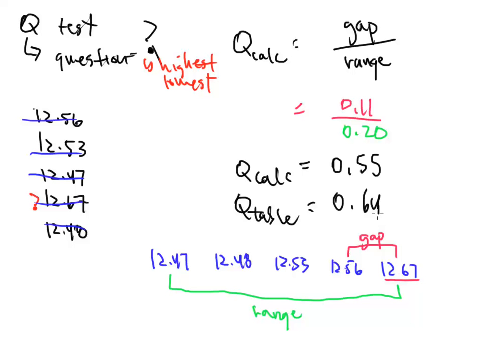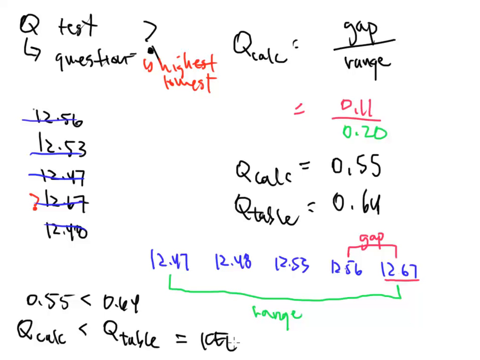Well, in this example, my calculated Q is less than my Q table, right? My calculated was 0.55 and my Q table was 0.64. So because of that, my Q calc is less than. That means I keep that data point. If my calculated Q was greater than the table, I would discard that data point. So by looking at these 5 numbers, I question 12.67.